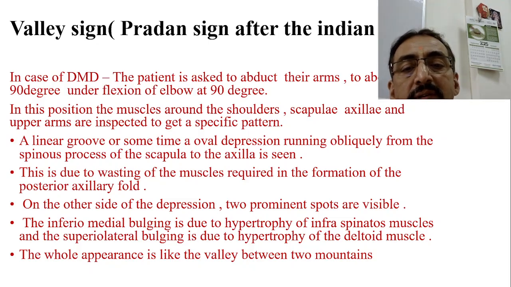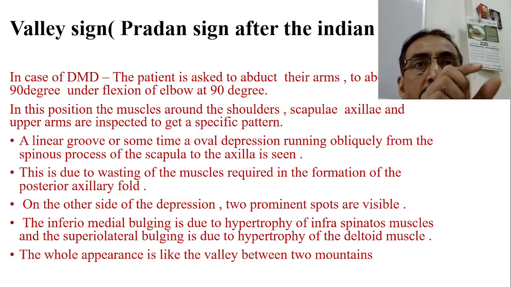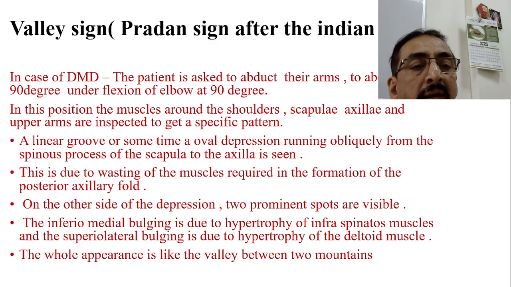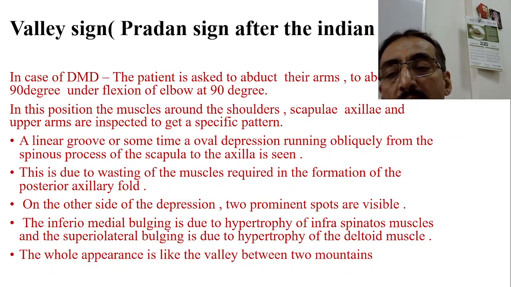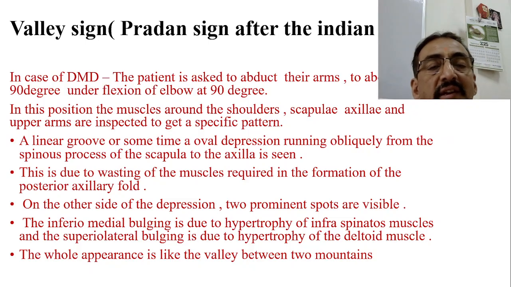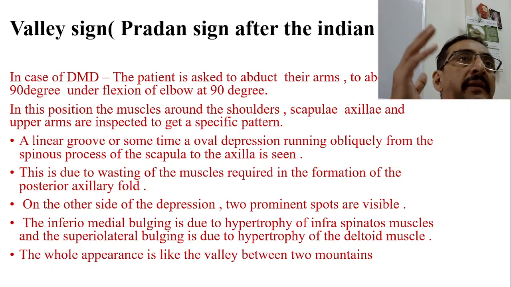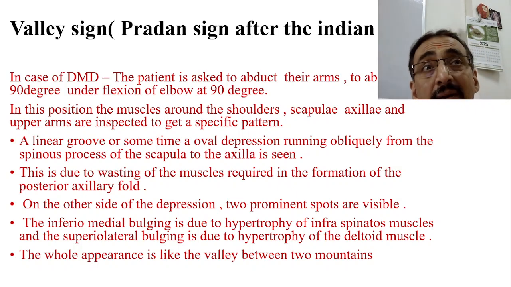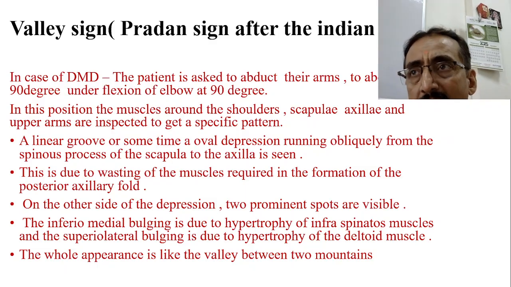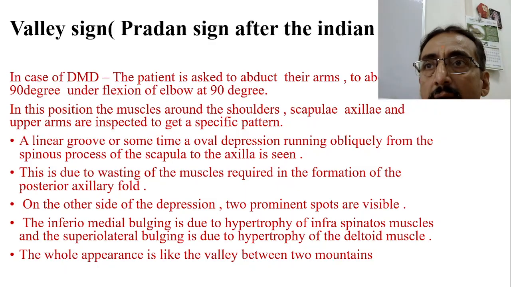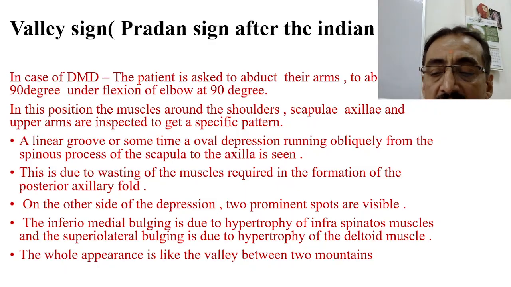On either side of the depression, two prominent spots are visible. In between there is a depression, so this gives the impression of a valley. Therefore Valley sign. The inferior medial bulging is due to the hypertrophy of the infraspinatus muscle, and the superior lateral bulging is because of the hypertrophy of the deltoid muscle. So the whole appearance is just like a valley between two mountains. Therefore it is called the valley sign, especially in case of limb girdle muscular dystrophy. So this sign is quite beneficial, and even in the later stages of DMD this valley sign can be seen.